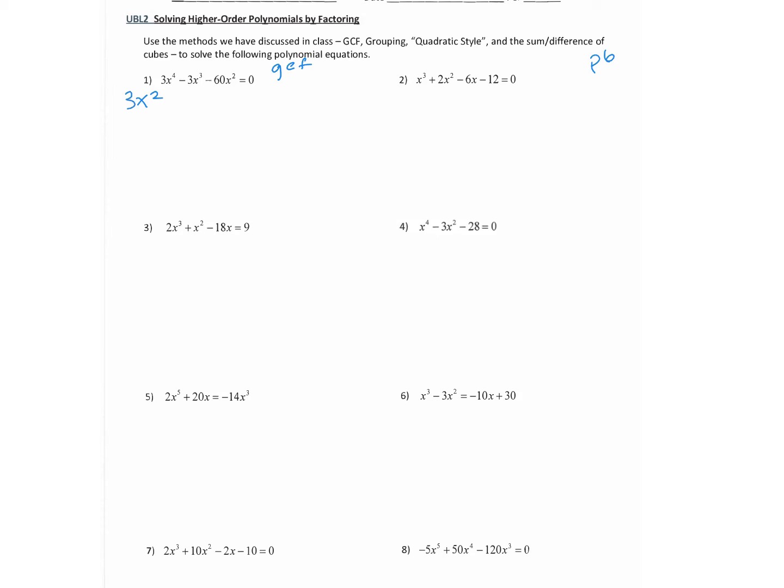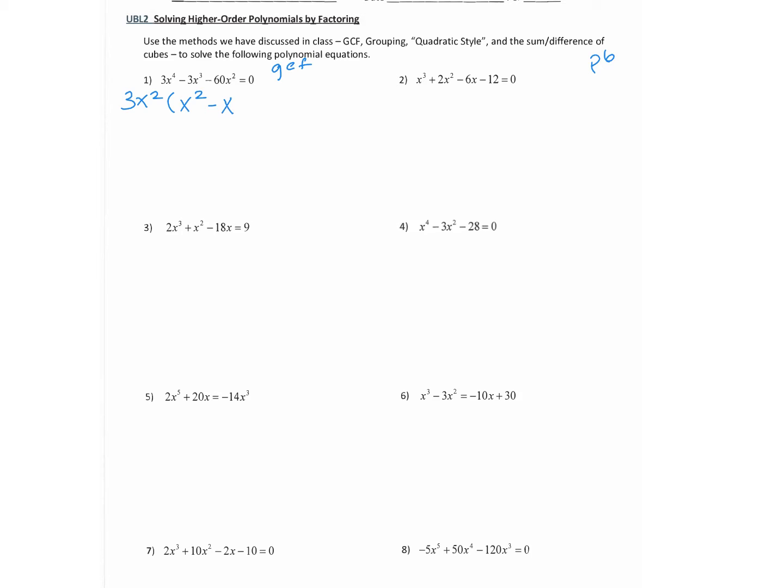While I'm at it, I'm going to take out a 3x squared, simply because that's my greatest common factor. So when I divide 3x to the fourth by this, the 3's cancel, and x to the fourth divided by x squared would be x squared. When I divide negative 3x cubed by 3x squared, I would get a negative x because my 3's cancel. My x cubed and my x squared cancel to x to the first. 3 minus 2 is 1.